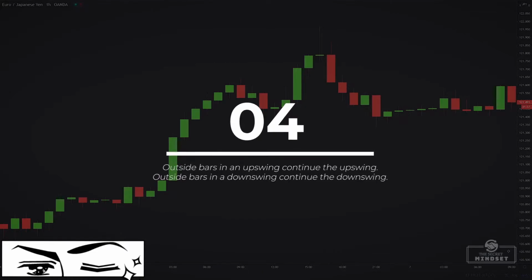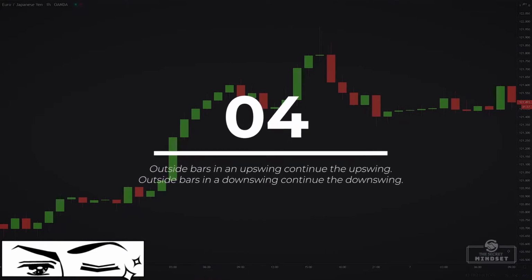However, as each swing is a minor trend itself, and trends tend to continue, we give the benefit of the doubt to the current swing. Thus, an outside bar in an upswing continues the upswing. Similarly, outside bars in a downswing continue the downswing.